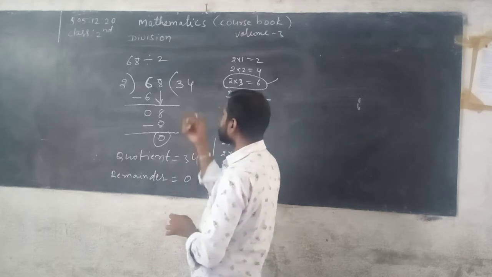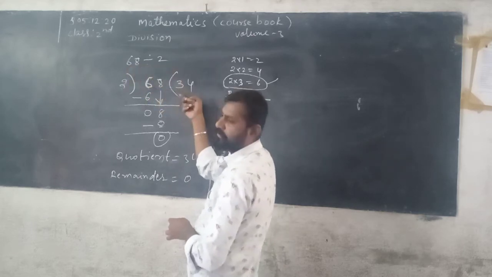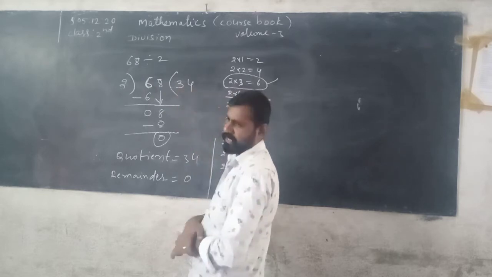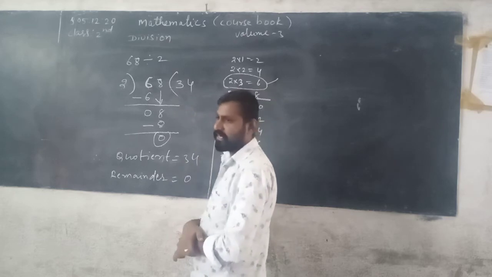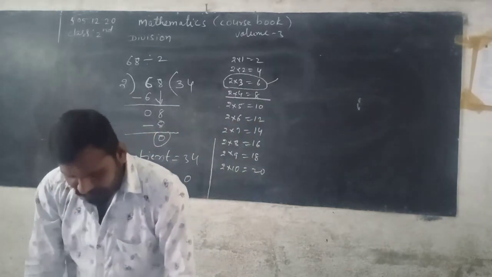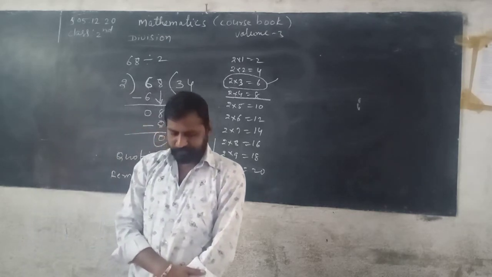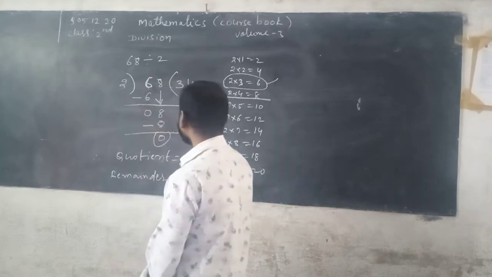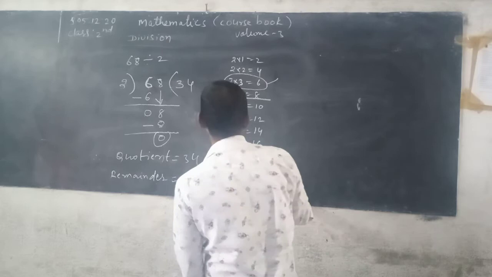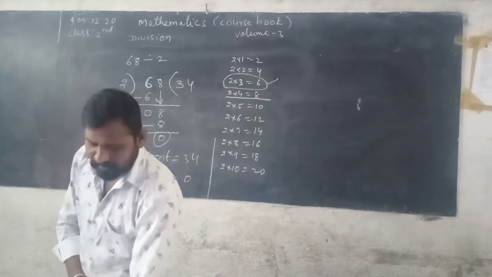So what is the result here? 68 divided by 2, you get 34. So 34 is the result. 34 is the quotient. 34 is the answer. Did you understand everybody? Now next, write down 68 divided by 2 is 34. Okay.